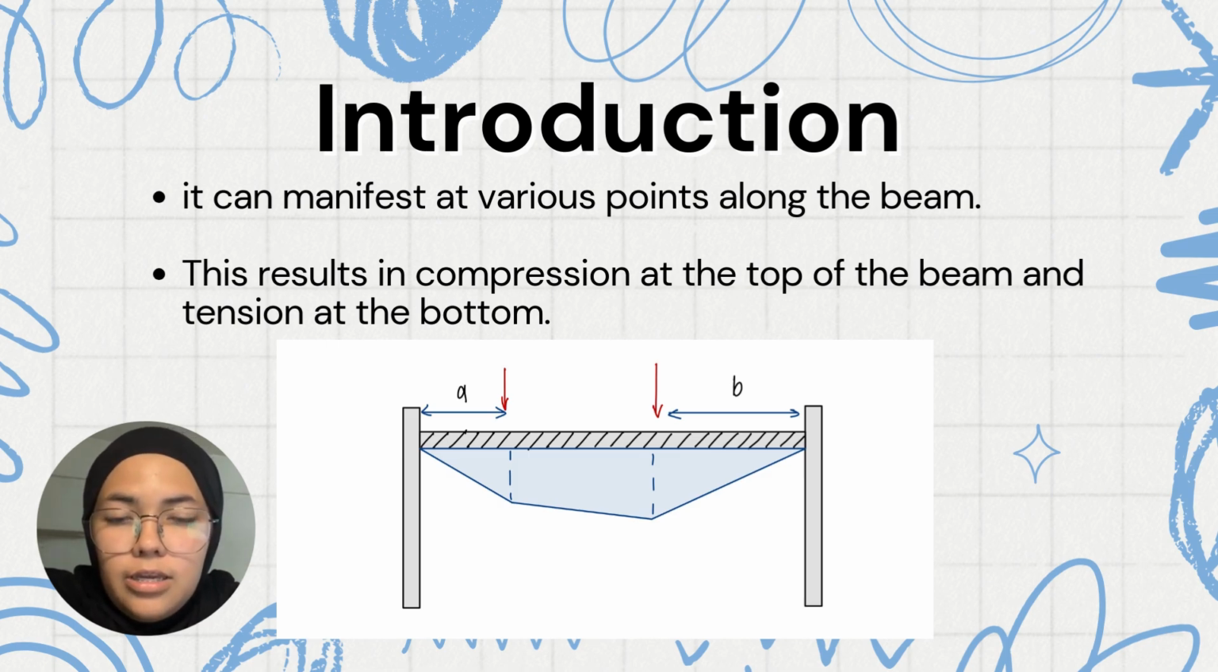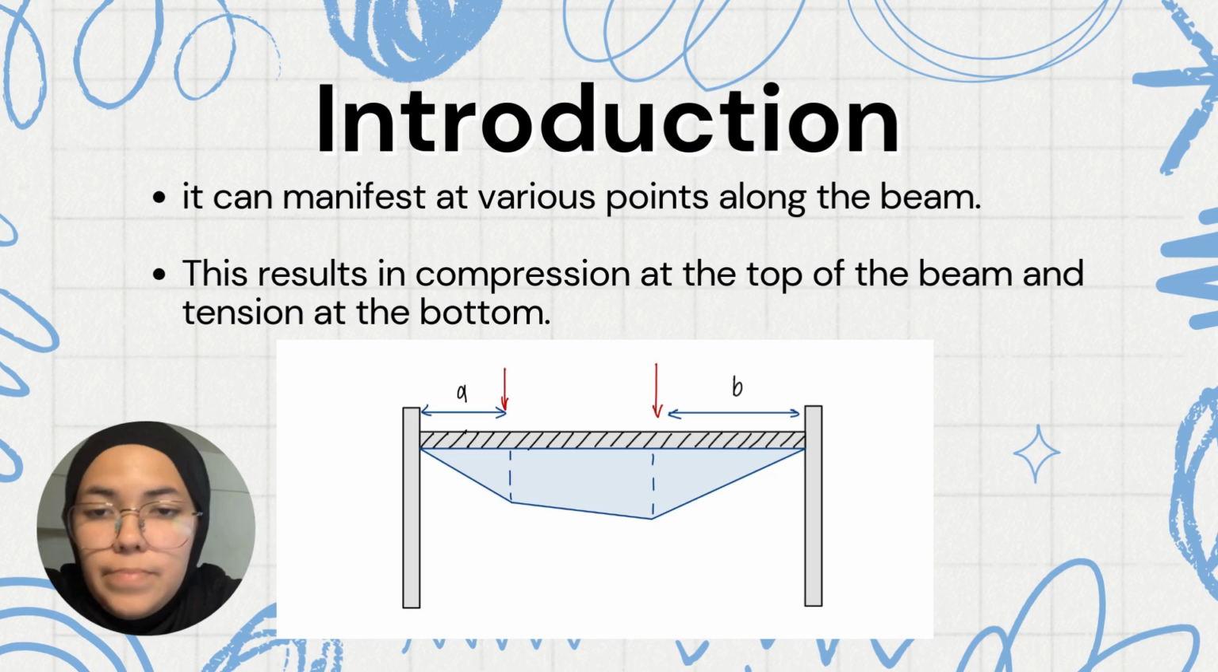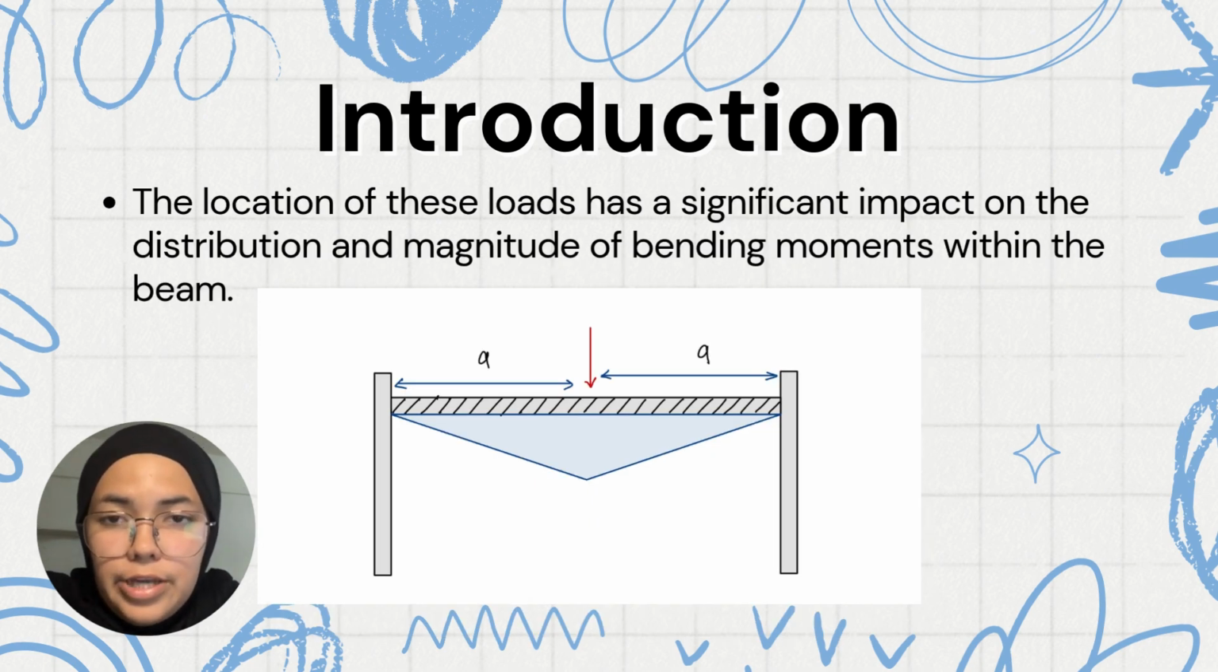As you can see, when the force is applied further away from the pin, the bending moment is much larger than the one that is closer to the pin. Also, the location of these loads has a significant impact on the distribution and magnitude of bending moments within the beam. From the picture, you can see the force is positioned in the middle of the beam, so the distance between the two pins is equal. And you can see how the bending moment is higher in the middle because the force is only placed at one position.